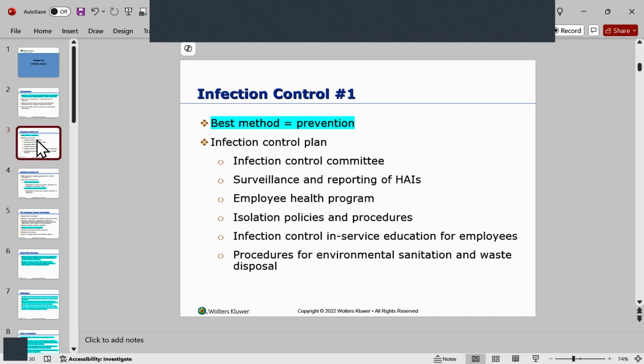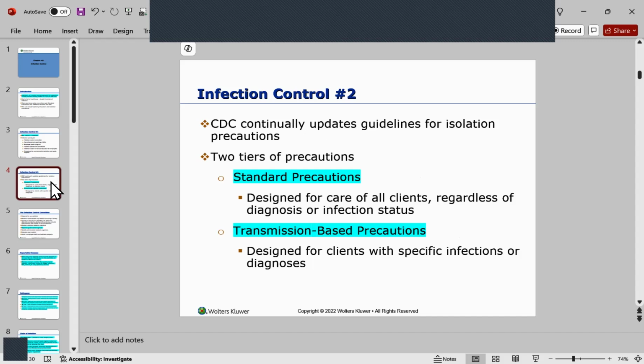So, the best method of infection control is prevention, right? That really makes the most sense. All facilities have to have some type of infection control plan and an infection control nurse or team. What they do is they make sure that any healthcare associated infections are getting reported. They work with employee health programs, isolation policies, infection control in services, and all that good stuff.